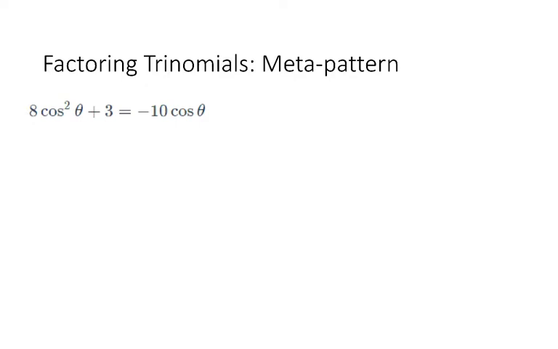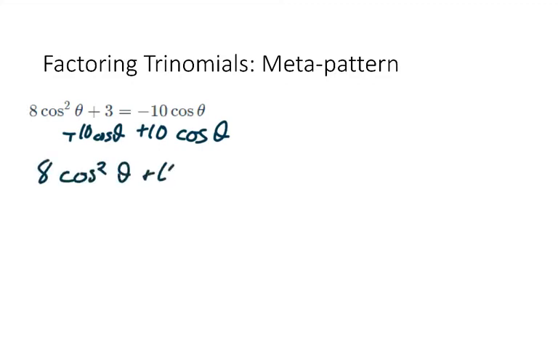Now, for this one, I'm going to add the 10 cosine theta to both sides. I'm going to rewrite, so I'll have 8 cosine squared theta plus 10 cosine theta plus 3, and that's going to equal 0. And then again, I'm going to find that master product, which is 8 times 3. That's going to be 24.